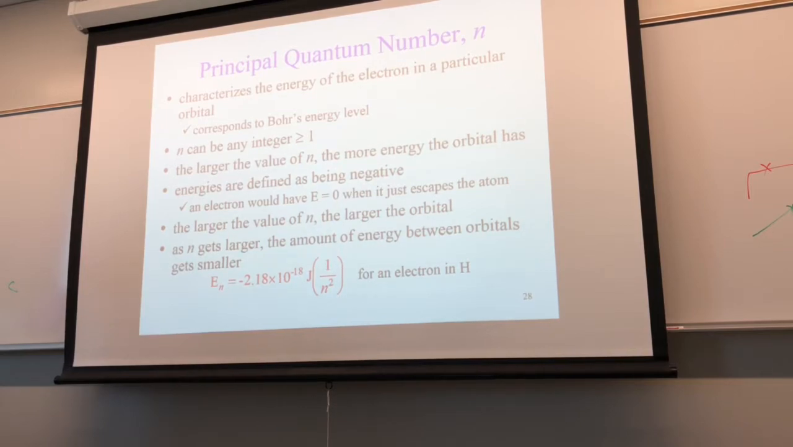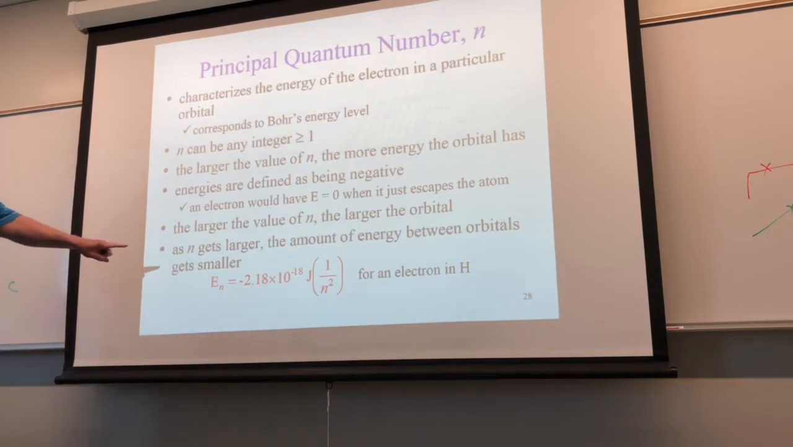If you were to travel out all the way to infinity from the nucleus, that would mean an electron with 1 divided by infinity squared, so that would be 0. There would be no energy associated with that electron anymore because it will have escaped from the atom. In other words, it will have been knocked off the atom. The larger the value of n, the larger the orbitals. As n gets larger, the amount of energy between the orbitals gets smaller.